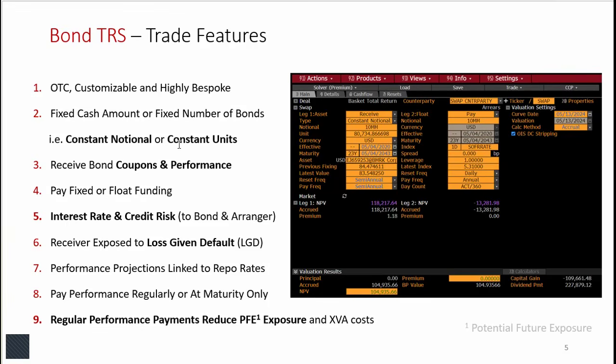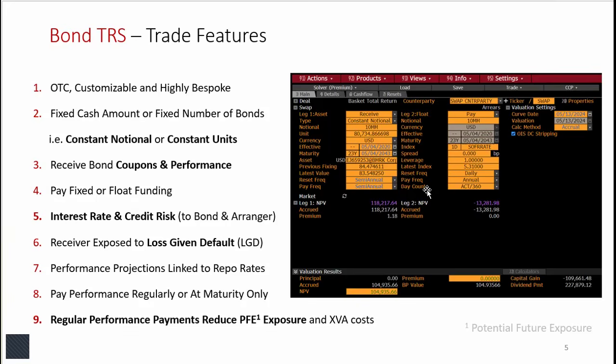Or we could choose to have constant units, and when they say units, that just means the number of bonds. So we have to pick that up front. Now, we typically receive coupons and performance. It's the normal case, but in the structured product space, we might choose to receive only the coupons, or only the performance, or both. And it's the standard case to receive both.